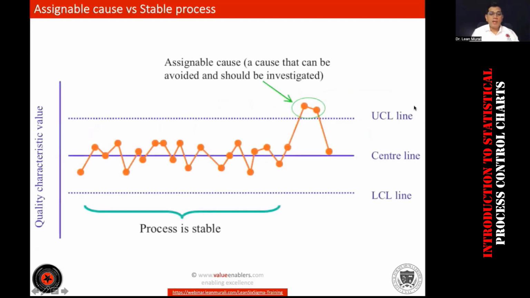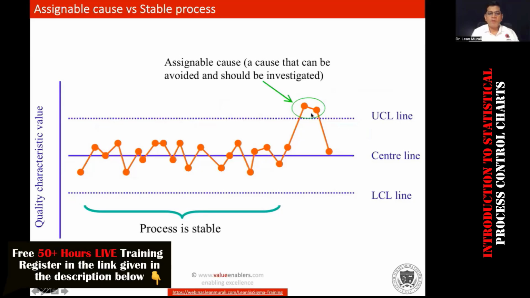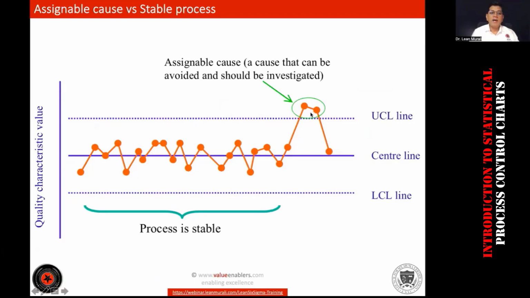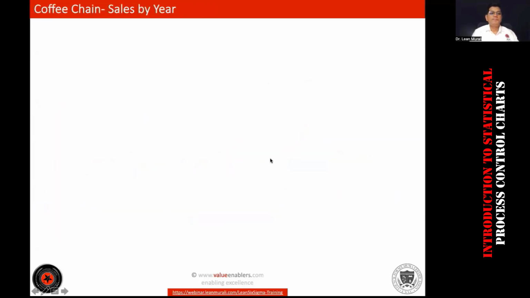If you see here, there is an upper control limit and a lower control limit. On the left side, so far the process has been stable, but suddenly something has happened to the machine or to the process, and hence it has shifted beyond the control limit. This is an assignable cause, a special cause, which means that this has to be isolated and treated separately.